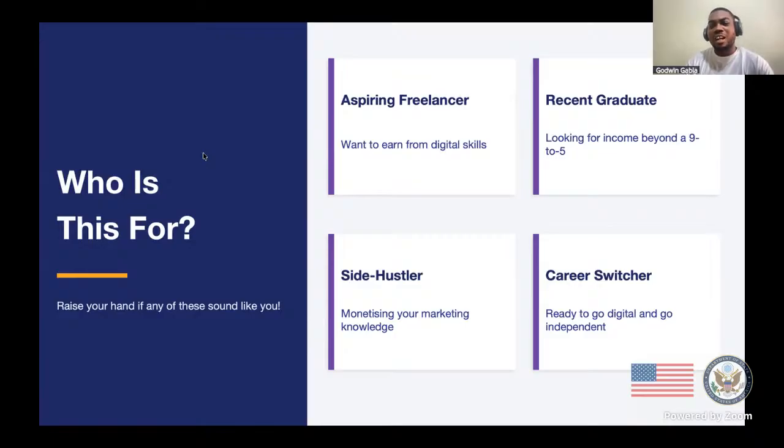And finally, it's for the career switcher. So you are working in education, you're working in health, you're even a police officer, an army officer, and you're looking to try something new and go independent. You don't want to work under anyone anymore. You want to be your own person, your own boss. This is also for you.